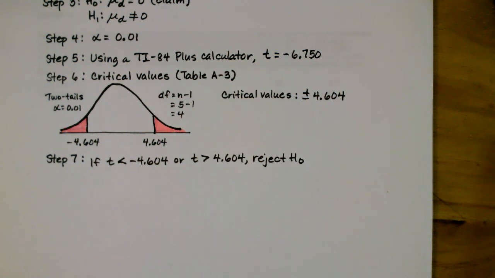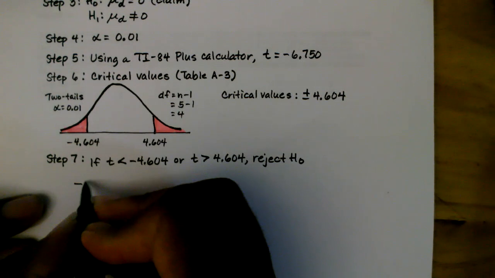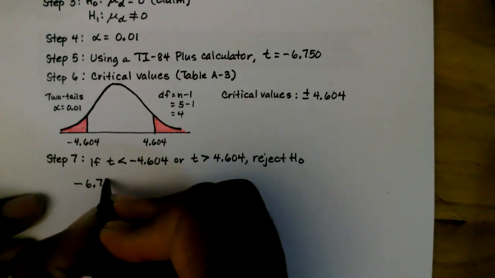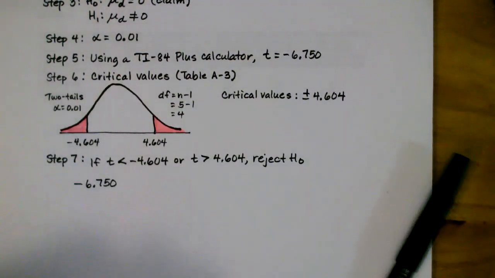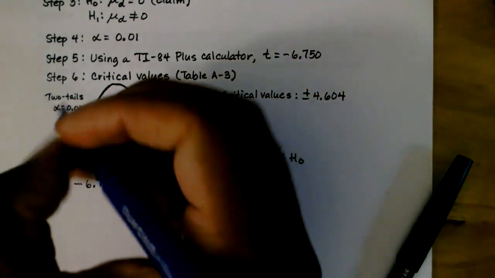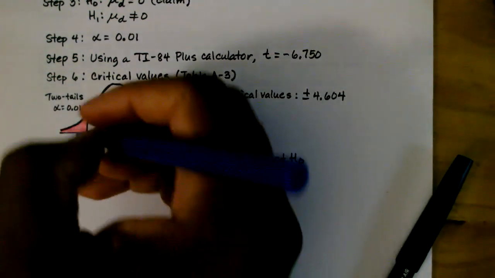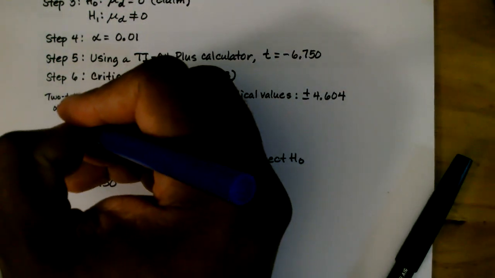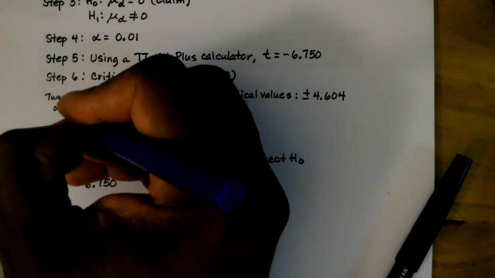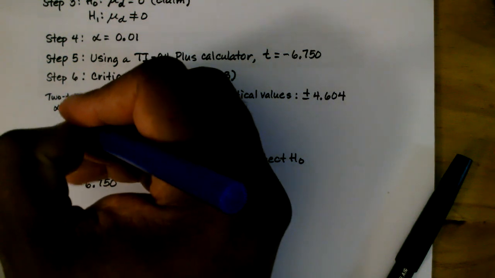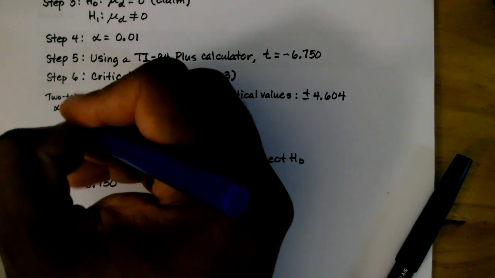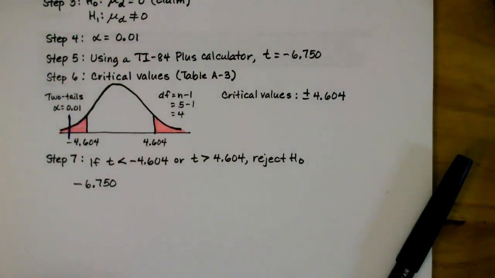Now, negative 6.750. And I'll do this in a different color. Negative 6.750, that's your test statistic. If you look at it, it's going to fall to the left of negative 4.604. So that line right there is negative 6.750.